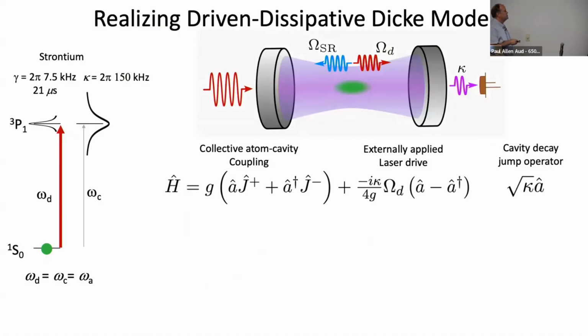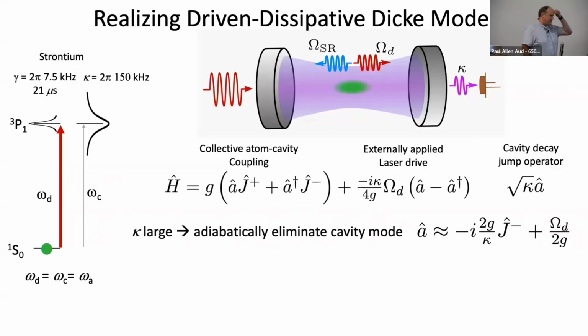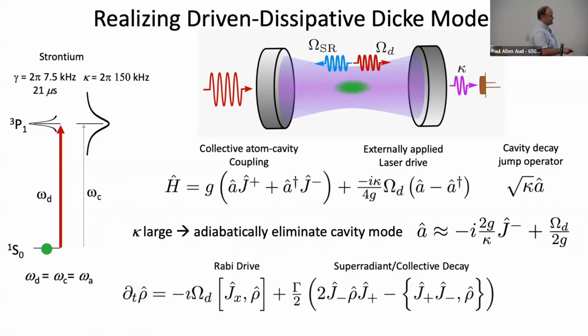So think of it as a two-level system. We put the cavity exactly on resonance, and we drive the cavity. The idea is that you have collective cavity-atom coupling, you have a field drive, and then the cavity is damped. You assume that the cavity decay is very large, so you can adiabatically eliminate the cavity mode. You find that it has two contributions: one, the self-radiated field from the atoms, and the other, the external drive that you're applying. And so you can write down a master equation, and this is exactly the model of Carmichael in this limit.